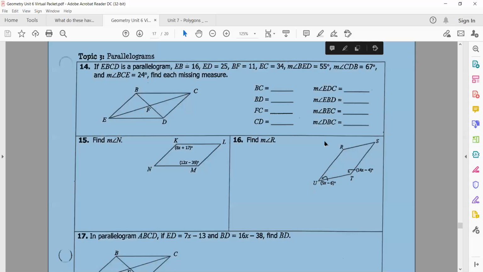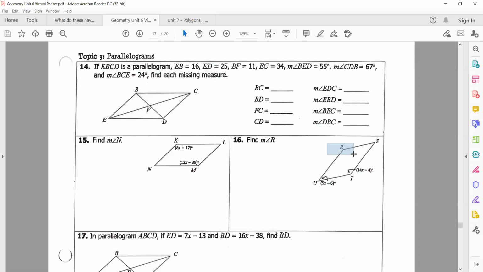And then another multi-step problem, because now it's asking you to find what R is. And you've got some options. You can figure out what T is. The other property says T and R are going to be congruent because they're opposite. Or you can do R plus U equals 180, like we just did on problem number 15, because R and U are consecutive. So you always have options.